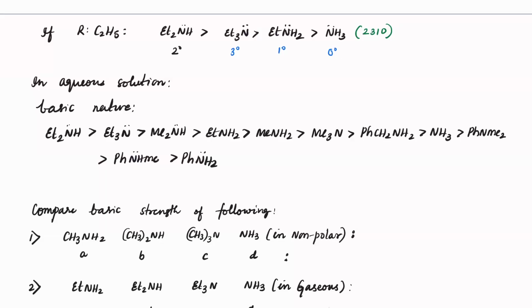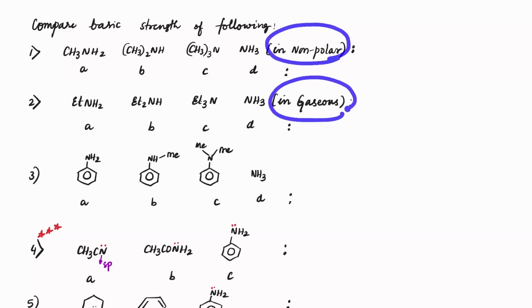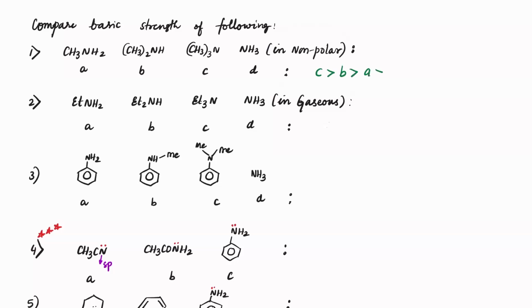Next, check out quickly how to compare the basic strength of these groups. First, we just learned it. Non-polar means, in case of non-polar or gaseous medium, only plus I is the basis on which you will check the basic strength. So in terms of plus I, C has the most plus I, then B, then A, then D. This is the order of basic strength. Next, in the gaseous state also it is the same. So C will be greater than B, then A, then D.